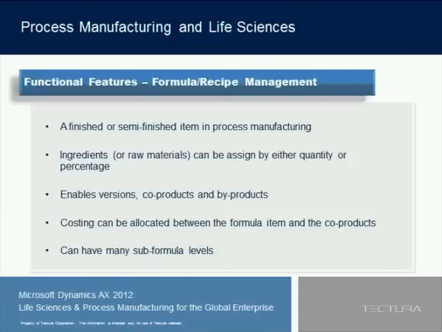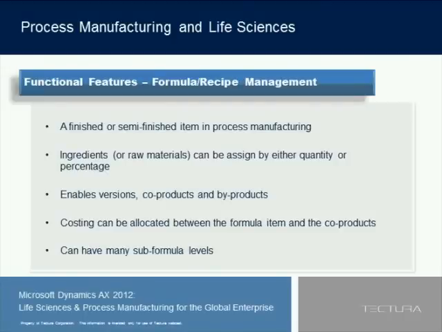So like I mentioned earlier, I could say, I don't need 1 of these and 3 of these and 4 of these. I need 2% of this and 5% of that. So I have the flexibility there to deal with percentages rather than hard quantities. We can have as many versions of the formula as we want. So those versions could be different formula versions by manufacturing site or location. I could have different effectivity dates for my different versions. And then on top of that, I can also have co-products and byproducts as a part of that formula.